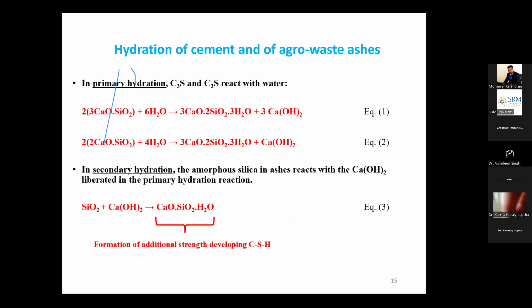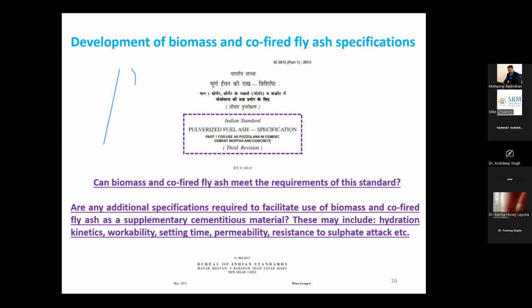So the basic mechanism of these waste ashes in the hydration of cement is similar to, we can say, fly ash, that these are rich in silica or rich in alumina. So in the primary hydration, we know that C3S and C2S react with water and generate calcium silicate hydrate gel. And in the secondary hydration, the calcium hydroxide, which is produced from the primary hydration process, reacts with the silica from the agro waste ashes and creates additional calcium silicate hydrate gel. So formation of this gel provides concrete or cement the additional strength. This is the basic reaction mechanism in most of the cases. The ashes which contain good amount of silica and alumina, calcium silicate hydrates or calcium aluminate hydrates are produced.